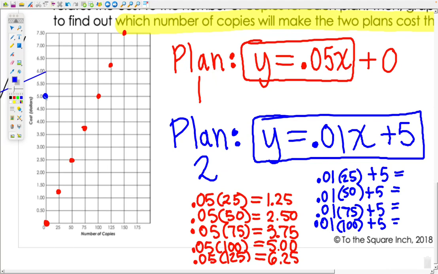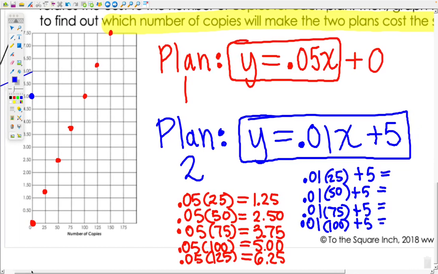But if I make 25 copies, I will be at what amount of money? 25 cents. $5.25, good job. You're right, it is 25 cents, but you're adding on to the 5. Okay, so the next one, I'm adding. You're making me look even more dumb. Please stop.